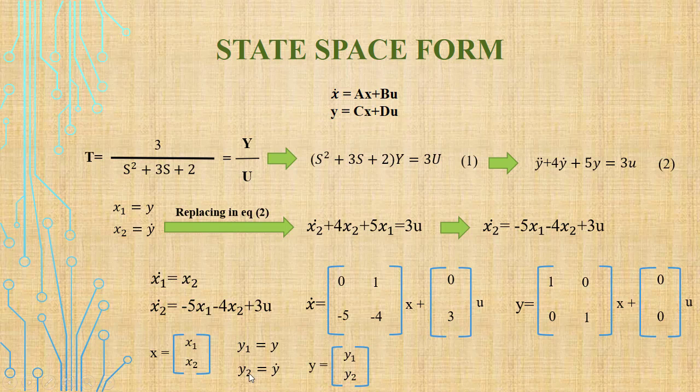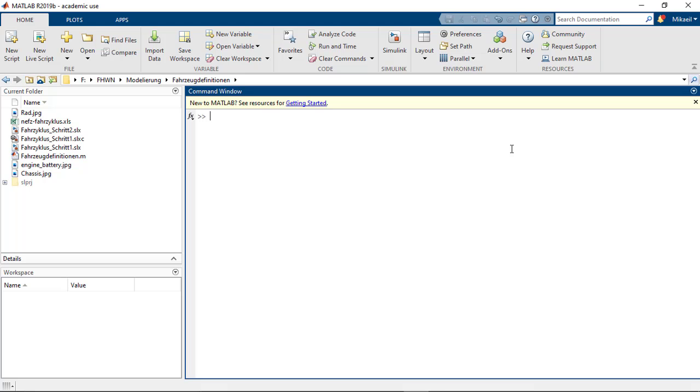And also here, y2 is equal derivative of y, and here derivative of y is equal x2, 0x1, 1x2, and 0u. Now we go to Matlab and define our MIMO system. Now we have to define matrix A, B, C, and D.